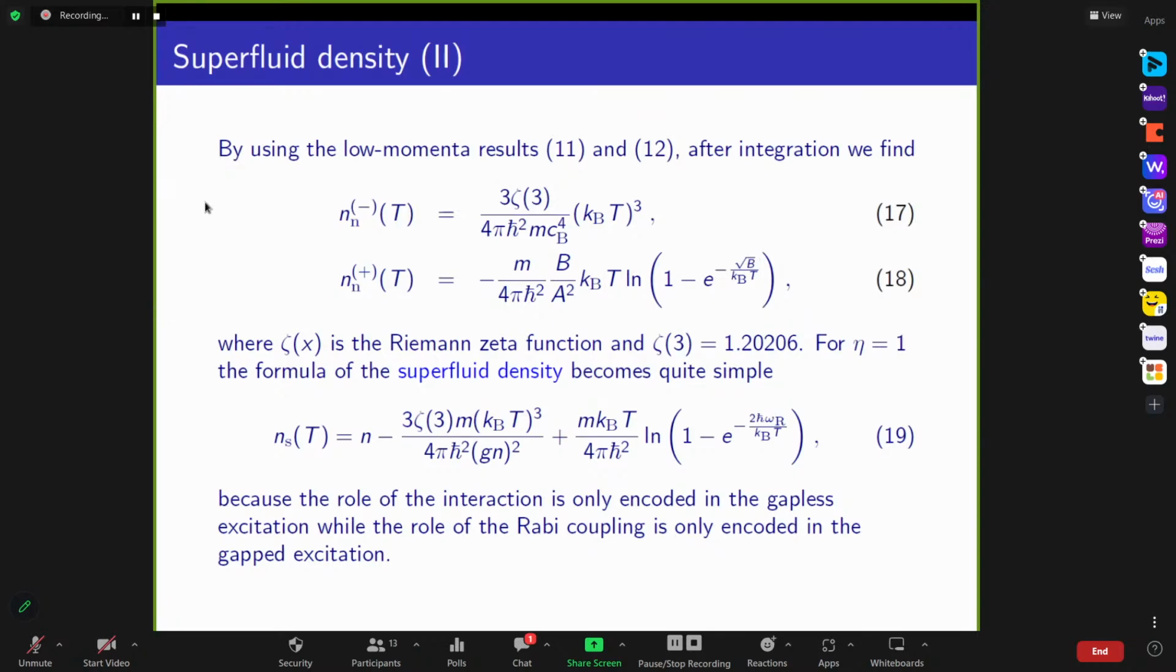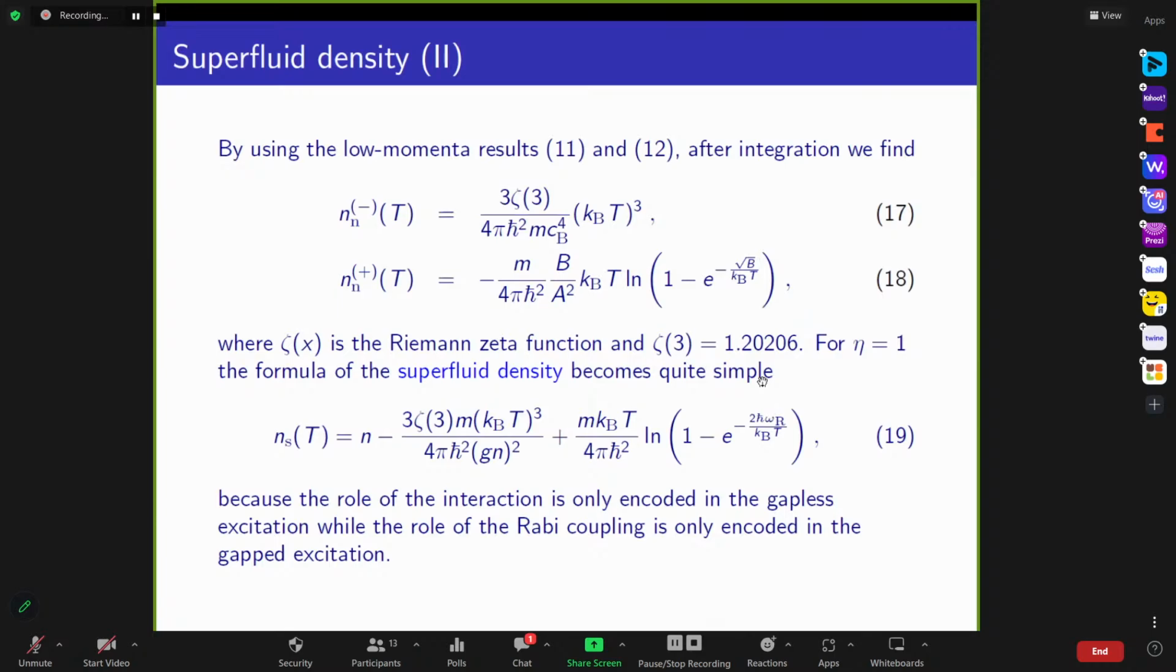And in particular, if you consider the simplest case, eta equal to 1, corresponding to having the interspecies coupling equal to the intraspecies couplings, in this special case the superfluid density becomes extremely simple and is given by equation 19. Okay, and obviously you see it depends also on the Rabi coupling.